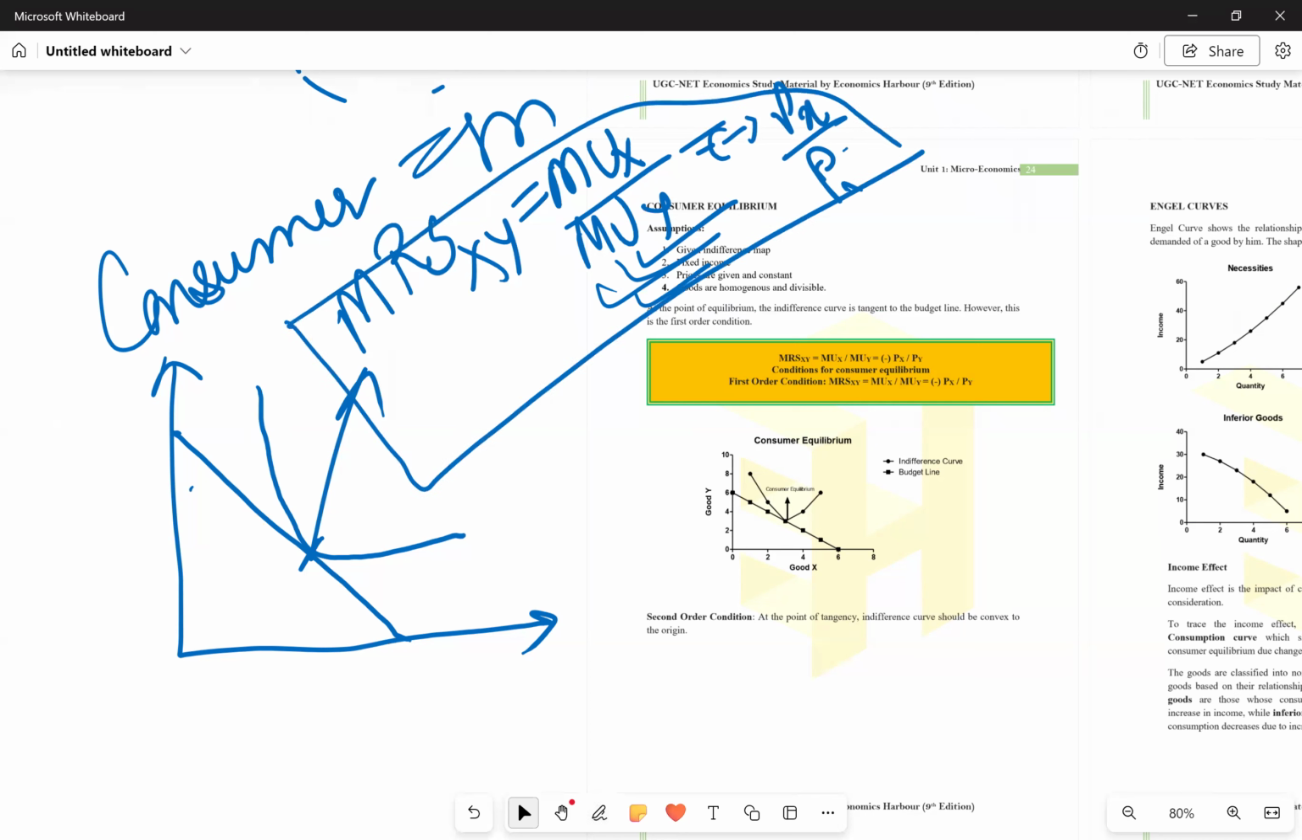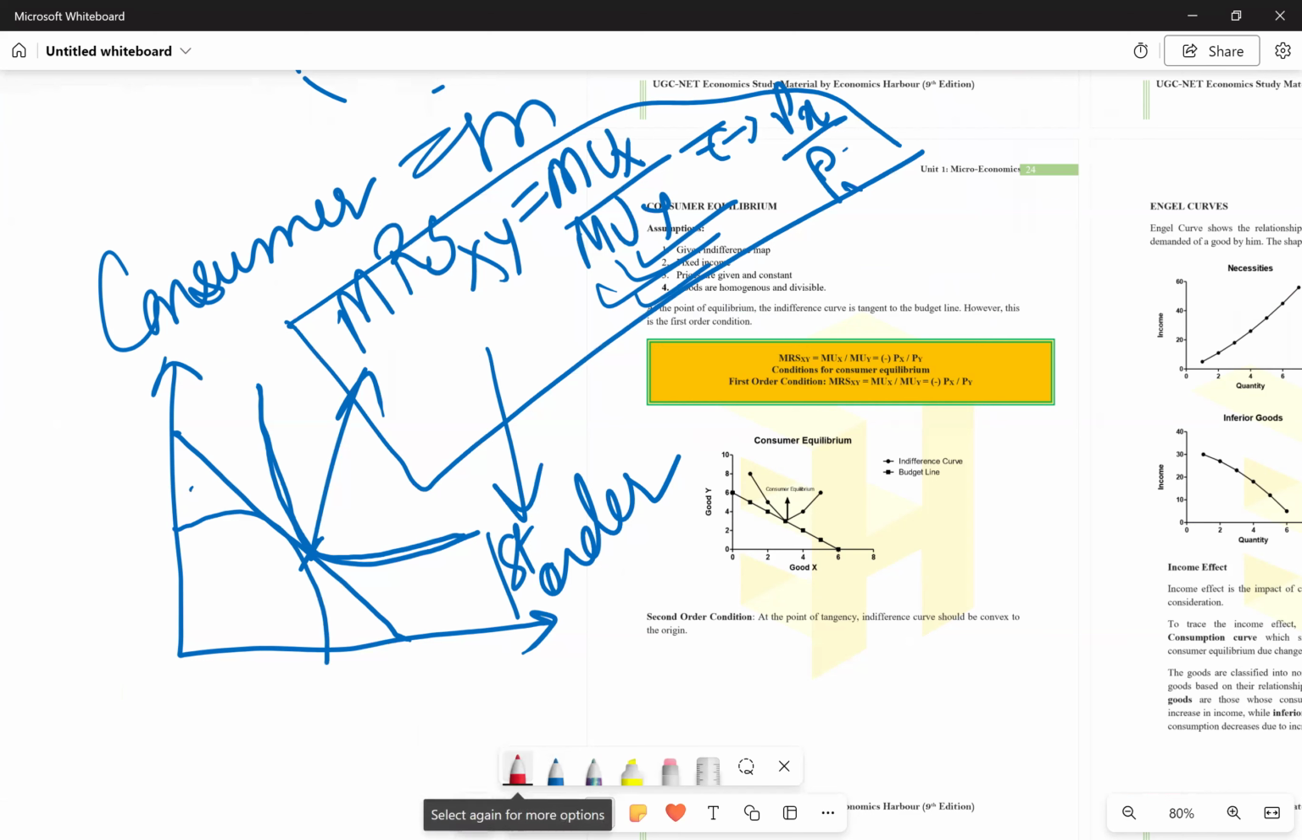Now you need to remember that this is only the first order condition. The second order condition says that your indifference curve at this point should be convex. There can be a possibility that this is the thing. I'll just mark it with a different pen. There can be a condition here, right?